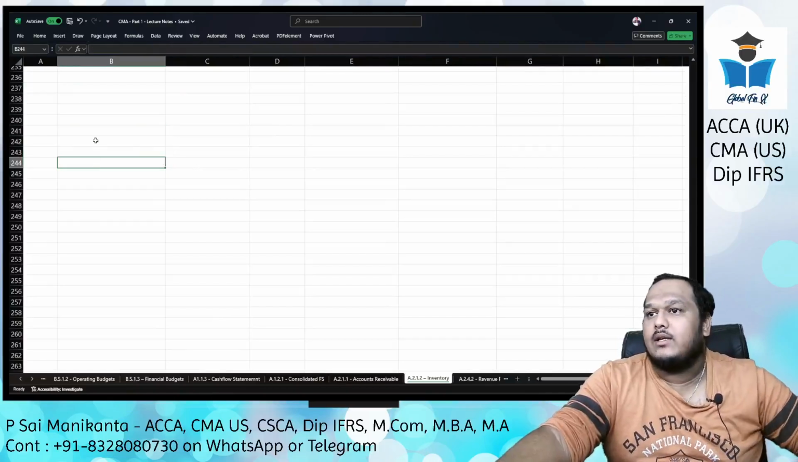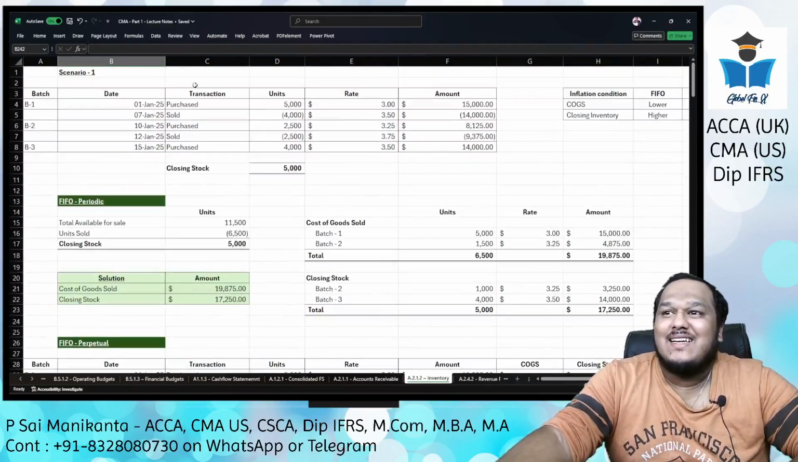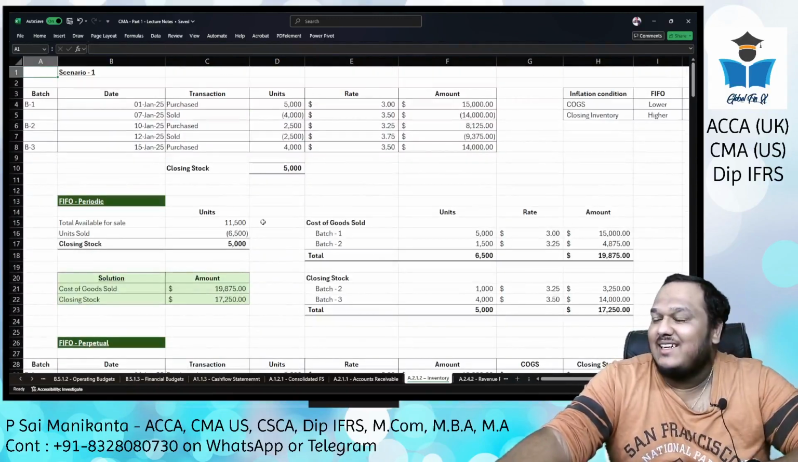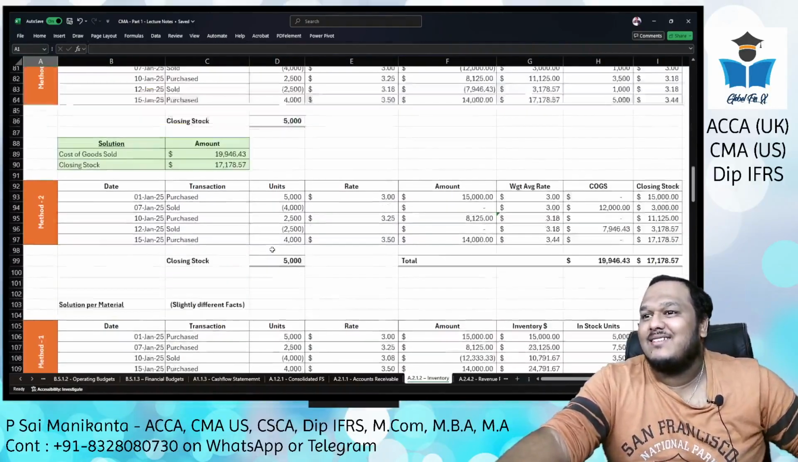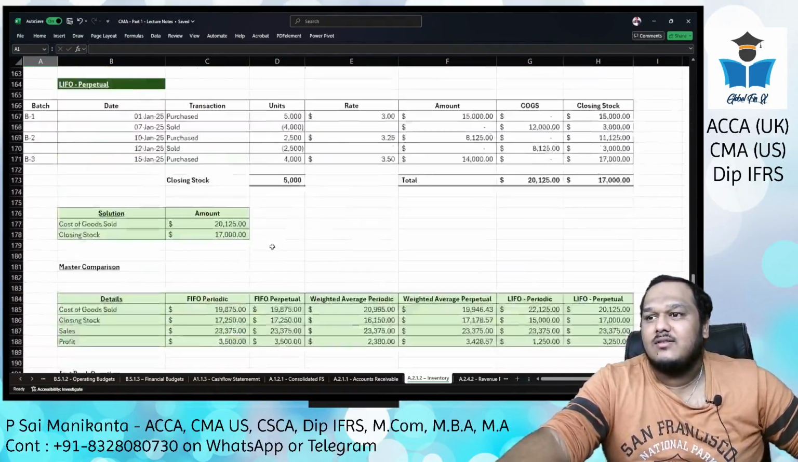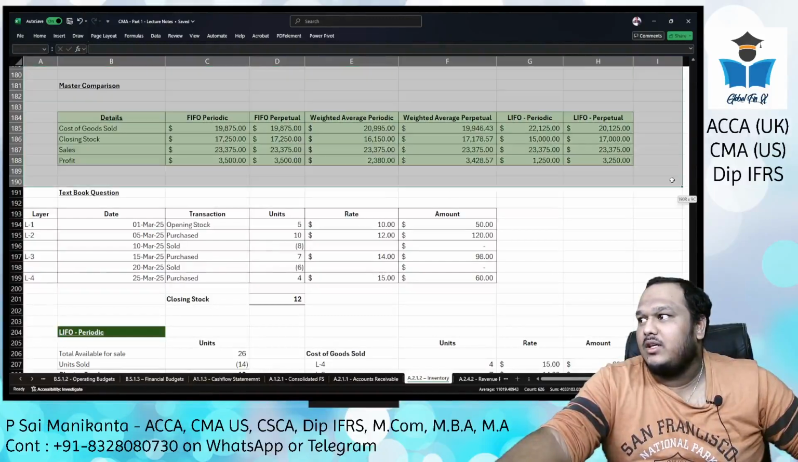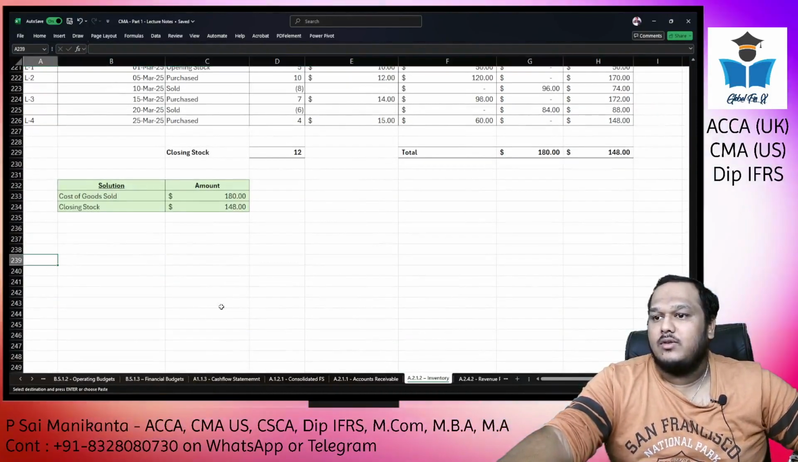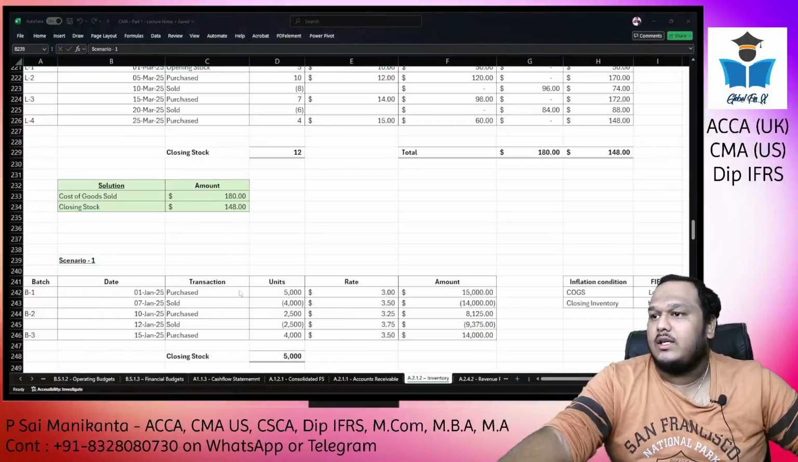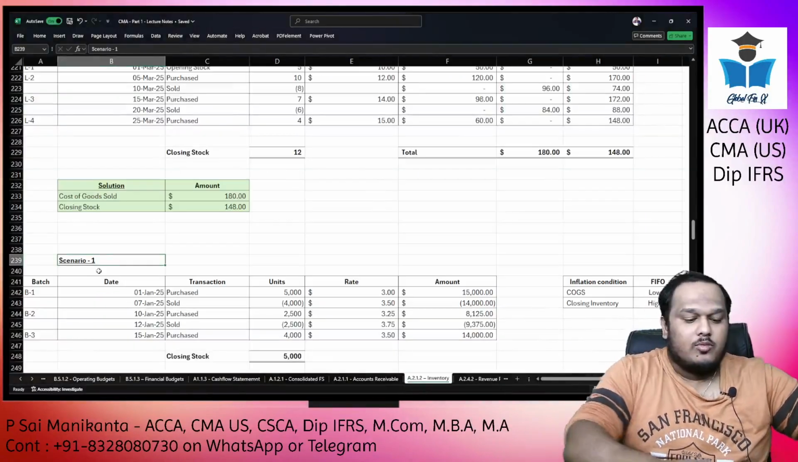Oops, no, that does not work. So should I do a copy of the entire scenario one from all models and then delete the unnecessary part? Wouldn't that be easier for me? I'll do that. I'll take a copy of everything till here, and then we'll paste it here and we'll call it comprehensive problem.